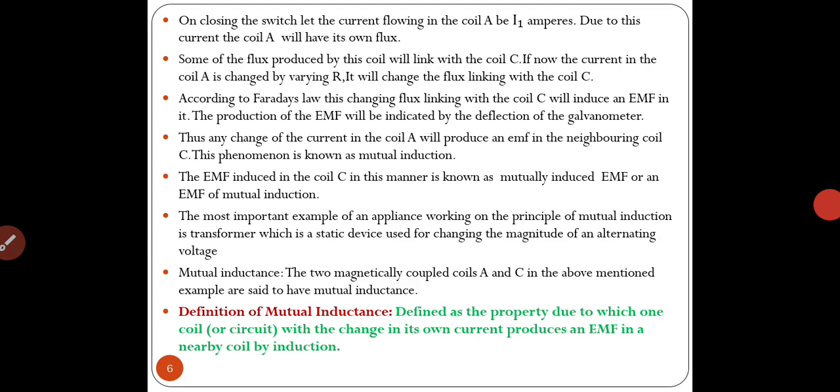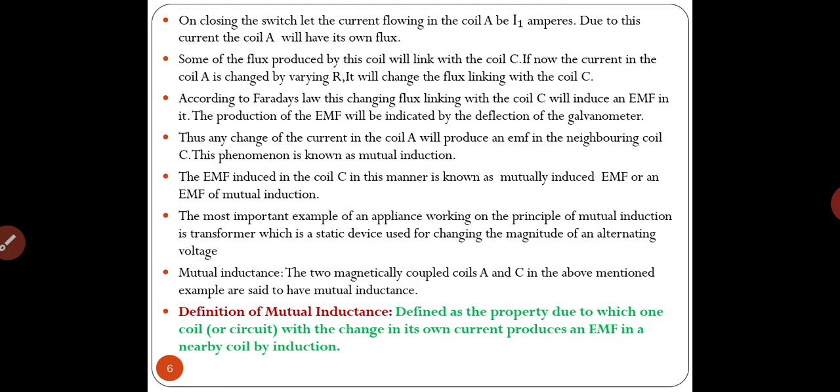Thus, any change of current in the coil A will produce an EMF in the neighboring coil C. This phenomenon is known as mutual induction. So, because of the change in current in the coil A, an EMF is generated in the neighboring coil C, and this phenomenon is known as mutual induction. The EMF induced in the coil C in this manner is known as mutually induced EMF or an EMF of mutual induction, or it's simply called mutual induction.